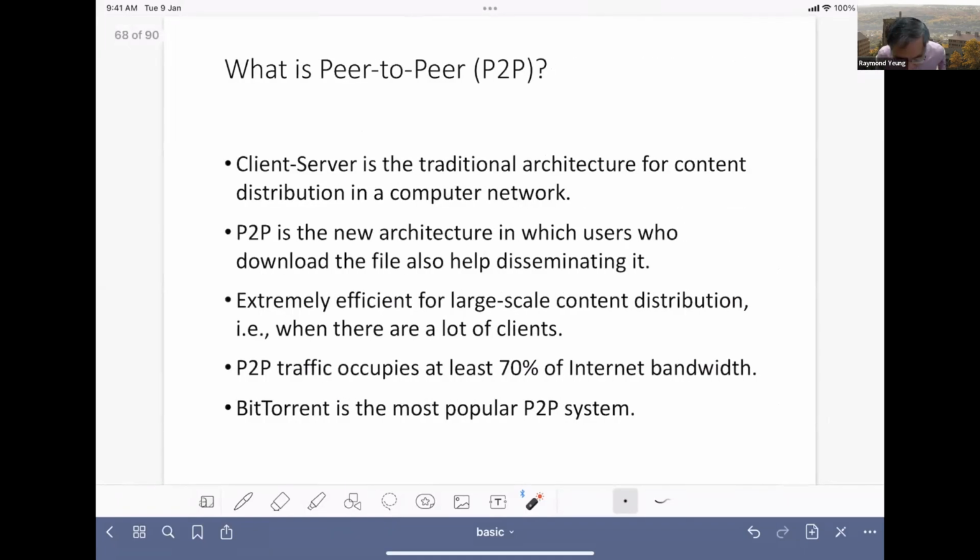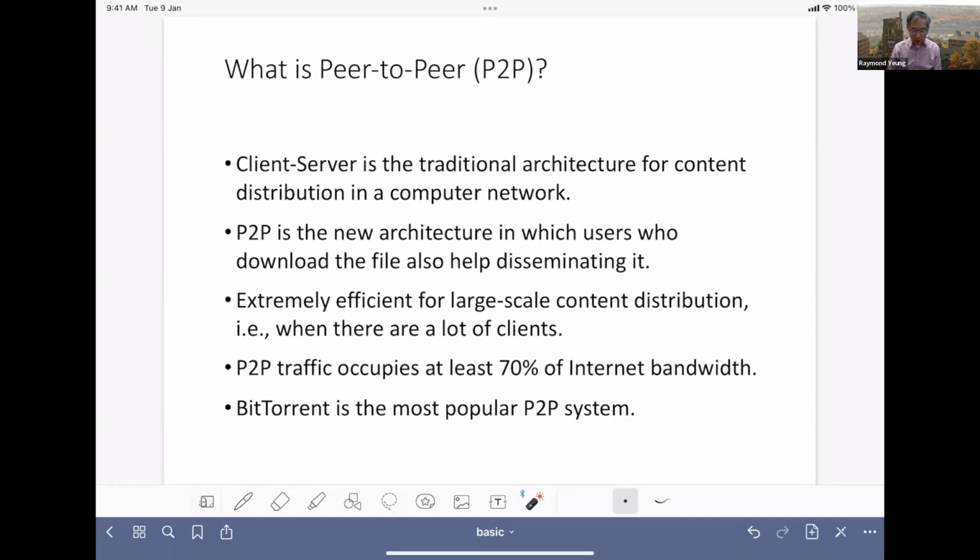Okay, what is a P2P network? I think most people know, but I'll just go through this very quickly. Client-server is the traditional architecture for content distribution in a network, namely that the client contacts the server, and you download data from the server. However, if the number of clients is large, then this becomes very inefficient because the server cannot entertain so many clients at the same time.